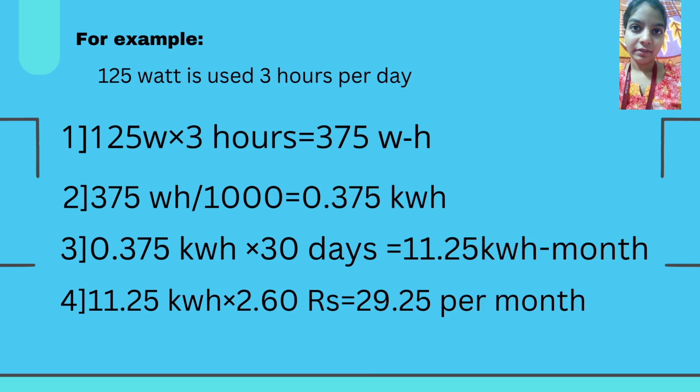So we got 29.25 per month. Is for what? It's only for television. So we need to calculate for every electronic device, and we need to add everything. Then we will get the monthly current bill. This is how to calculate the energy consumption.